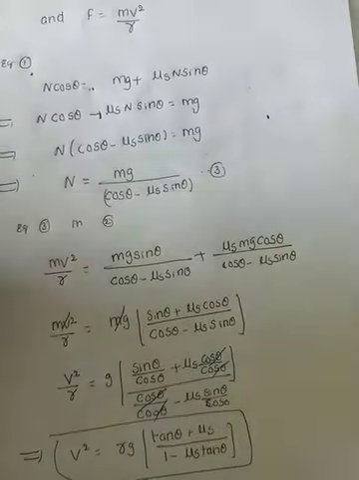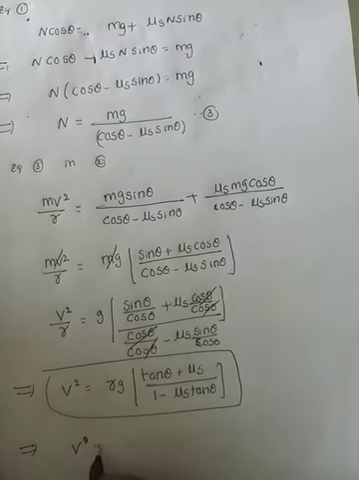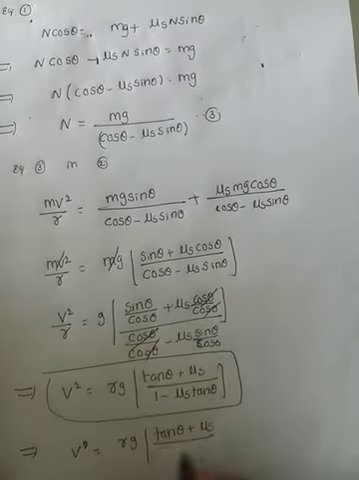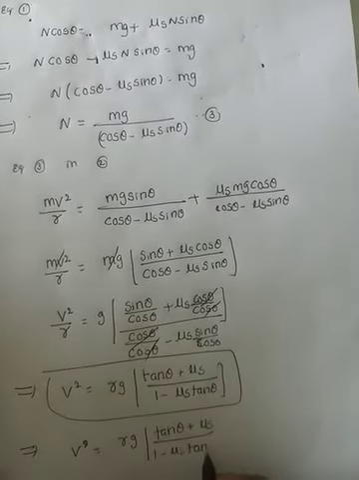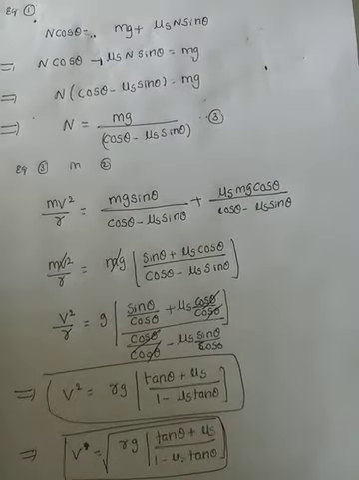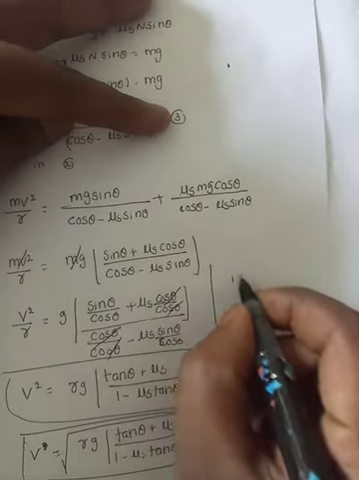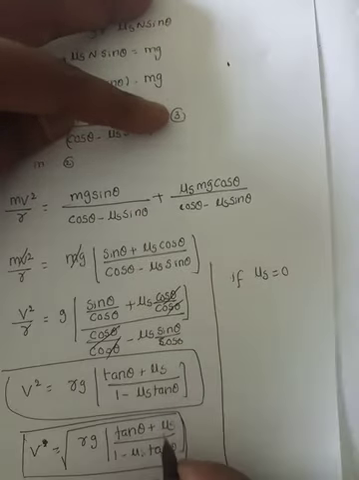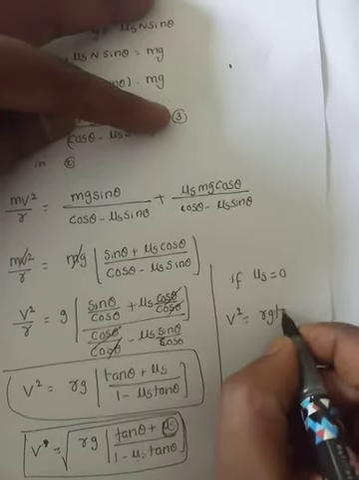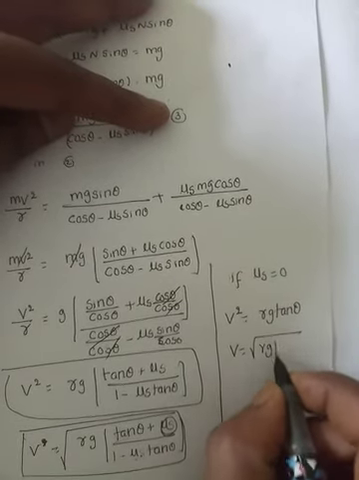So, this is the velocity with which we can move on a banked road so that we do not fall off the surface: rg into tan theta plus mu s by 1 minus mu s tan theta, under root. For example, if the surface is very smooth, meaning the friction between the surfaces is 0, then mu s is equal to 0, right? Then what can you write? v square is equal to rg tan theta, or v is equal to root of rg tan theta.